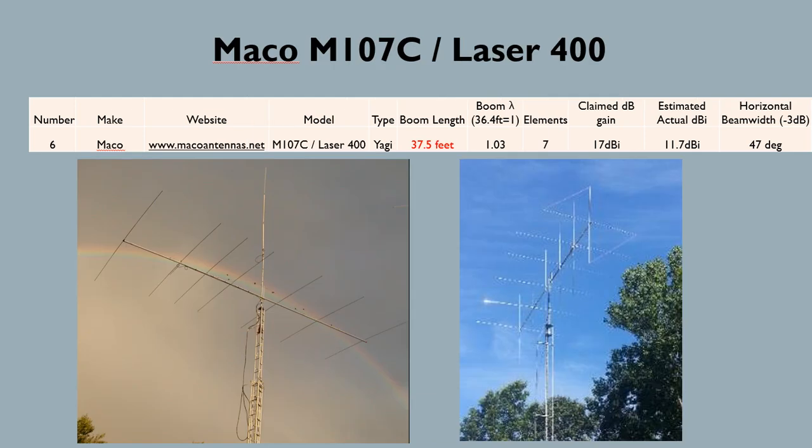Next on the list is the Maco M107C or the Laser 400. They're both 37 and a half feet. They have 7 elements. One's in a vertical or a horizontal, the Laser 400, you could have it either. It's not a true quad though, so it's still going to have the gain of a Yagi. It just gives you the choice of polarity, not to be confused with a true quad, which so far only the Lightning antennas are. So it won't get that additional gain from being a quad. At 37 and a half feet, it has around 11.7 dBi.